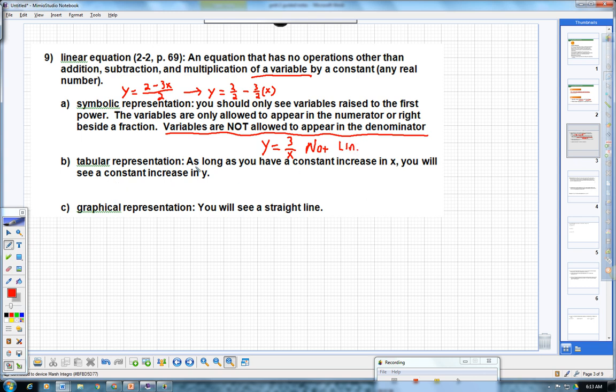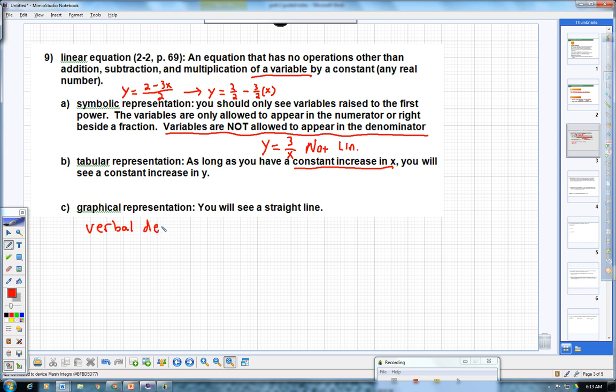Tabular representation, as long as you have a constant increase in x, so that's crucial. You have to have that constant increase in x. You'll see a constant increase in y. We explored this with our linear functions. That was the blue-ish function sheet, functions 1 through 3 in the previous function activity that we did. We have graphical representation. Hey, you see a straight line. The book refers to this as a verbal description as well. So like, how would you describe a straight line? Well, it's a straight line.